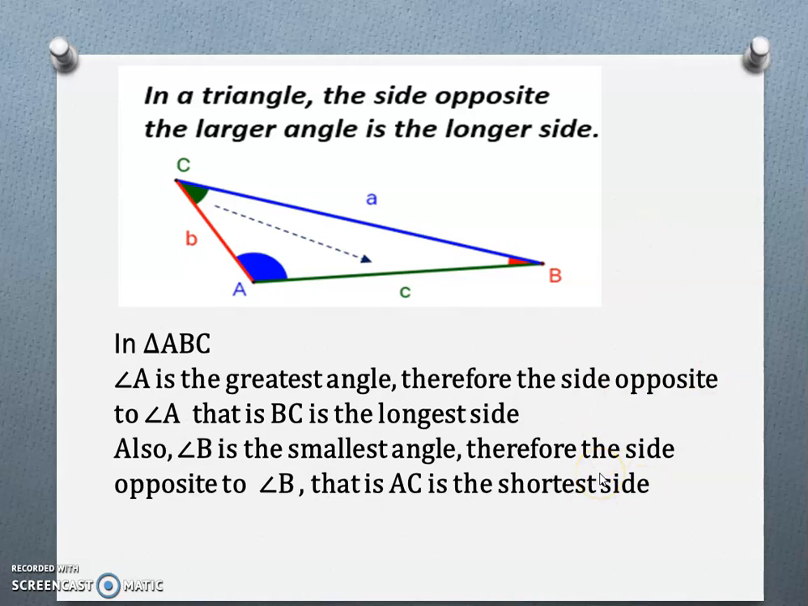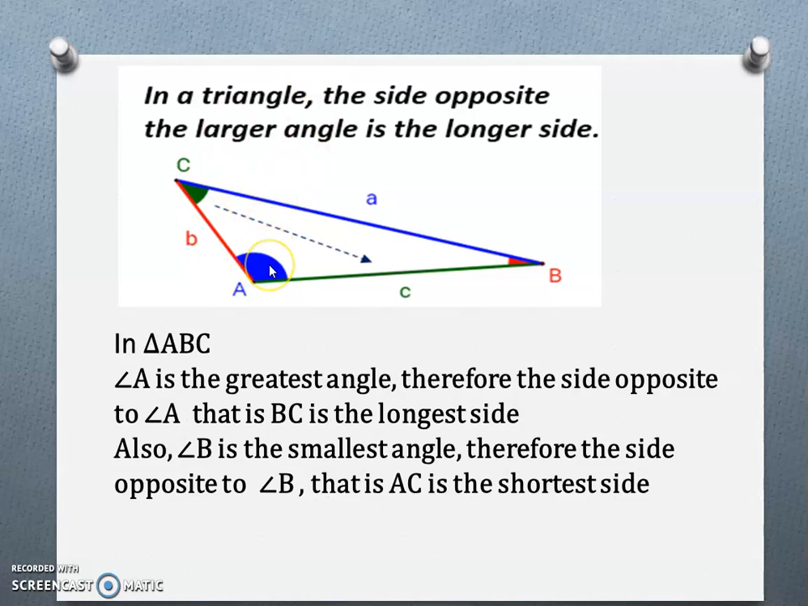The second property is that in a triangle, the side that is opposite to the larger angle is the longer side. Clearly, in the triangle ABC that I have taken, you can make out which is the bigger angle and which is the smaller angle. By observation you can make out angle A. If you draw any scalene triangle, you can measure the three angles with the protractor and the three sides, and you can check this property for yourself also.